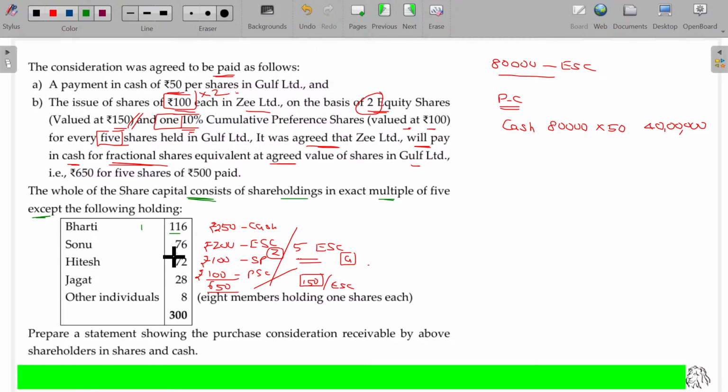In case of Sonu, 76: 75, okay, 1 odd lot will be there, 1 share. Hitesh, 72. You divide that by 5 and there will be a remainder of 2. That remainder 2 will be the fractional number of shares. In case of Jagat, 28: 25, okay, 5 times it's 25, 3 will be the odd lot. For that we cannot offer this bunch. 150 rupees will be offered in cash for every share. And other individuals, 8 members holding 1 share each. So all 8 will be the odd ones because 8 persons are holding only 1 share.